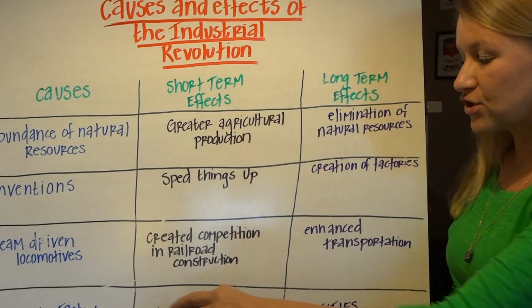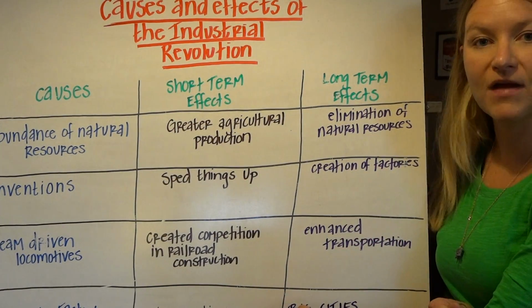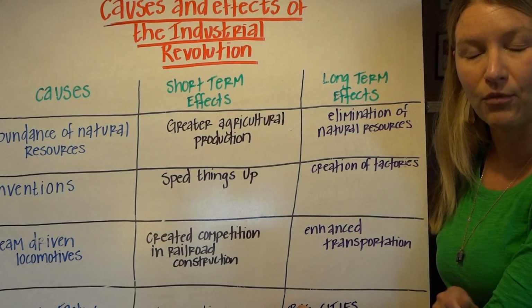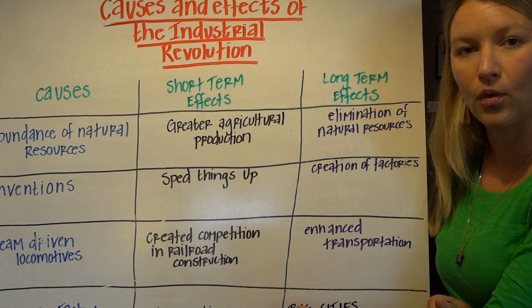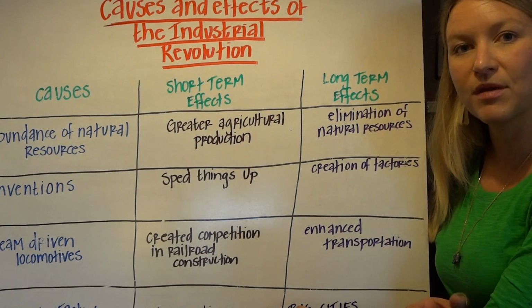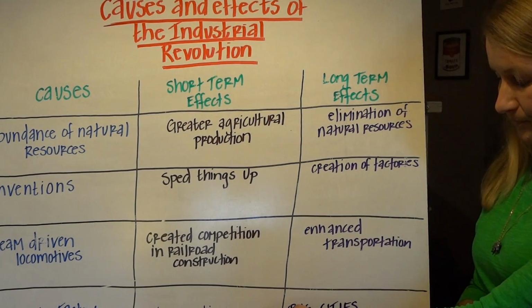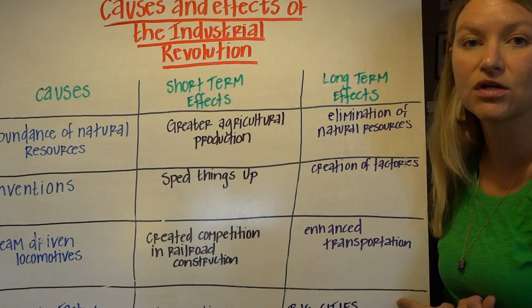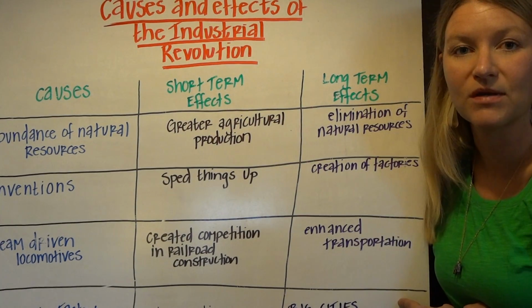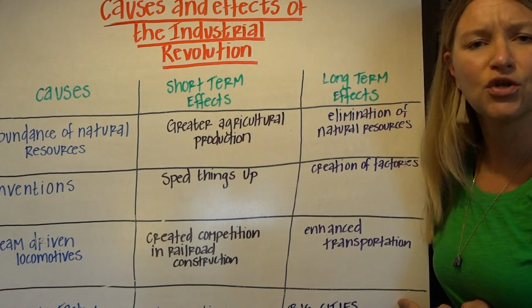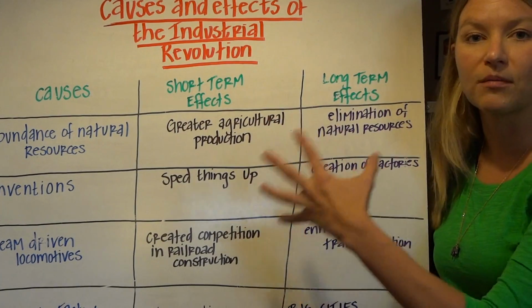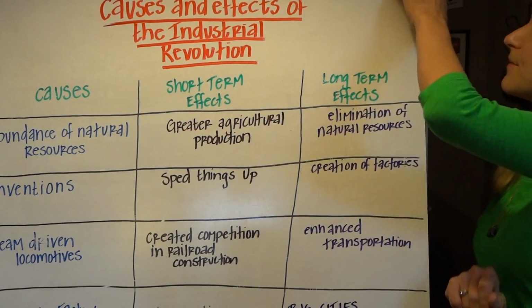Increased factory production. The short-term effect of that is urbanization, and we're going to talk about urbanization a little bit more, but that's the process of people moving from rural America into the big cities, which is going to lead to the long-term effect of some of the big cities that we see today. London and New York were both products of this urbanization during the Industrial Revolution.